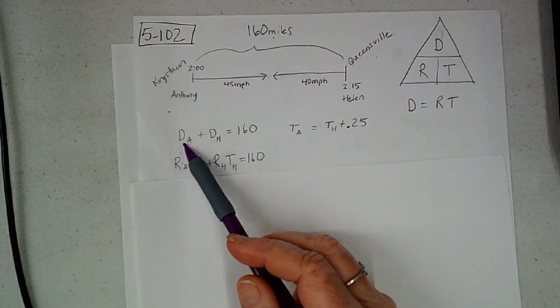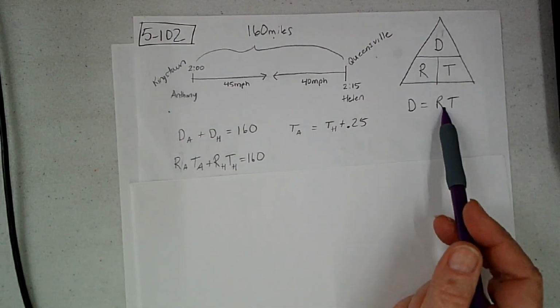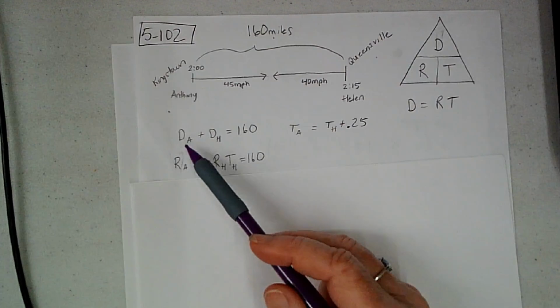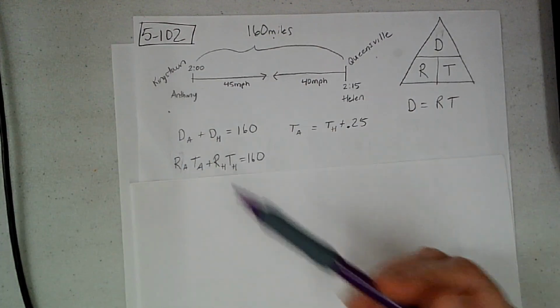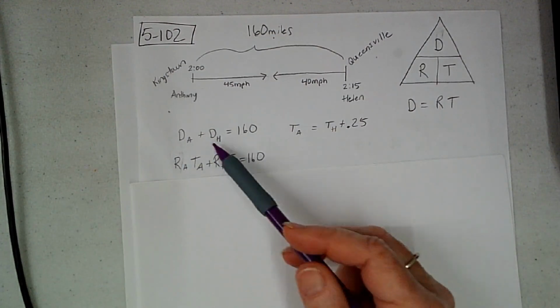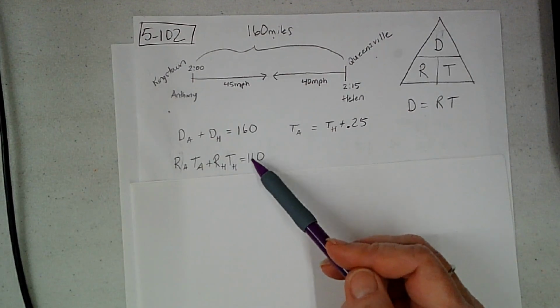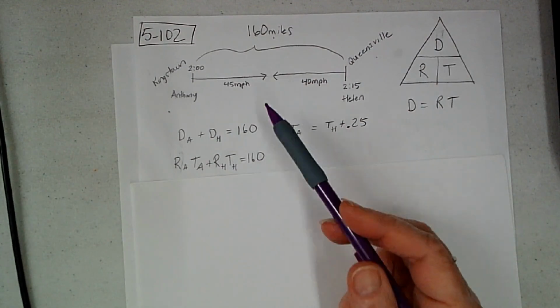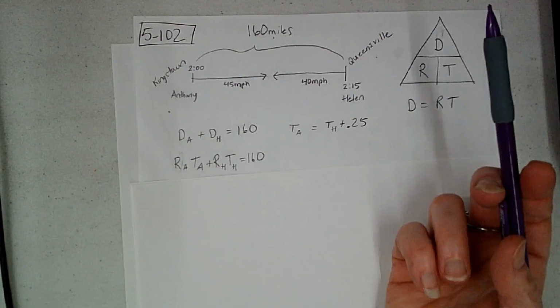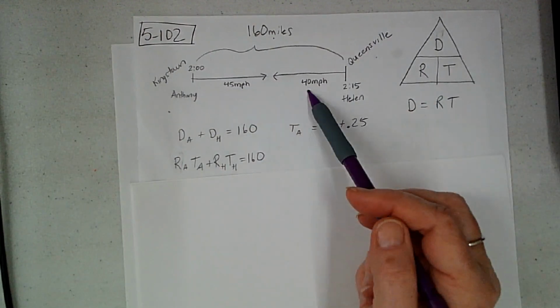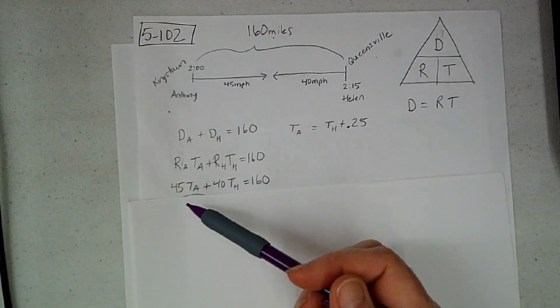So I'm going to swap out distance. We know it equals rate times time. So I'm going to say the rate times time of Anthony, which is the same as the distance, plus the rate times time of Helen equals 160. And the reason I did that is because they just gave us the rates. Like, here's nice rates right here. I can just plug them right in.